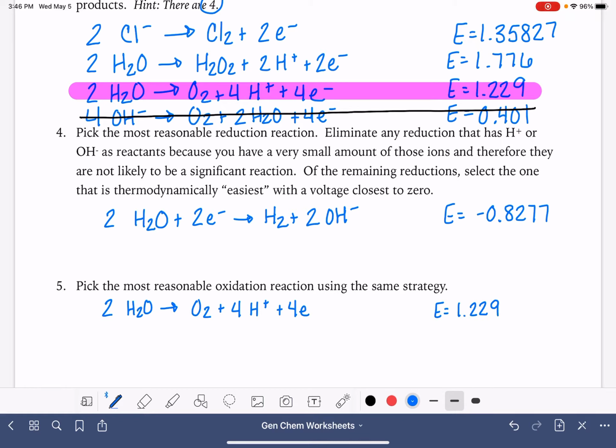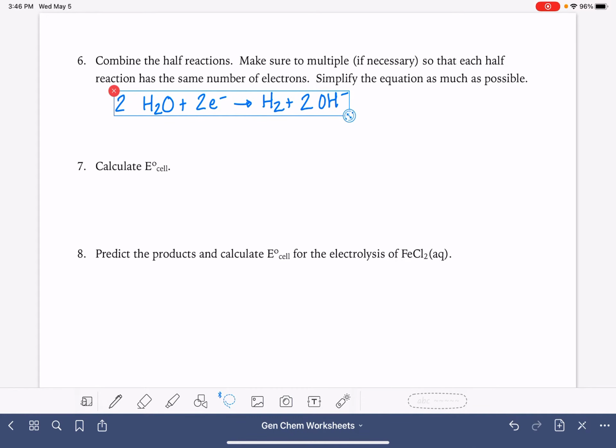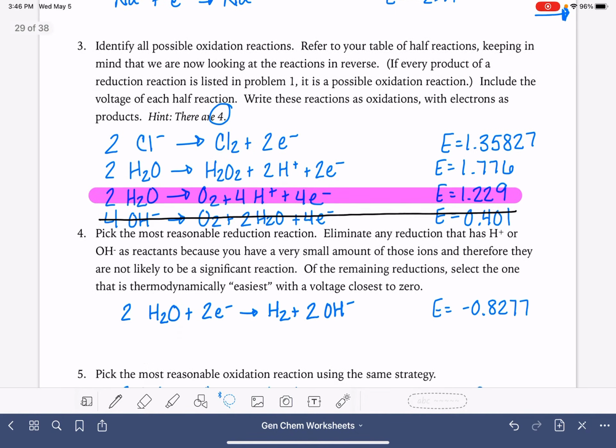Now, what we're doing next is pretty similar to, actually, it's exactly the same as what we do when we are balancing redox reactions and combining the half reactions together at the very end of the balancing process. So I'm just taking these two reactions and I'm using my technology to copy and paste them. And like I said, we just want to combine these two half reactions together.